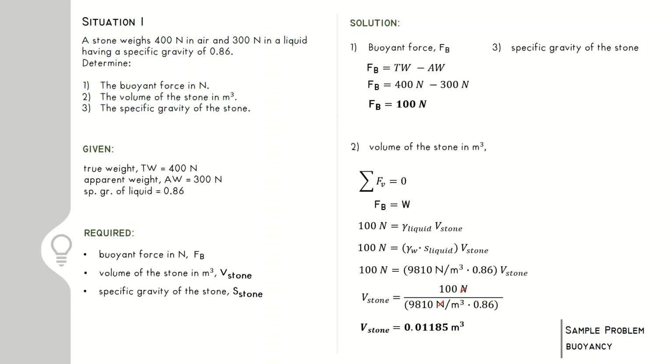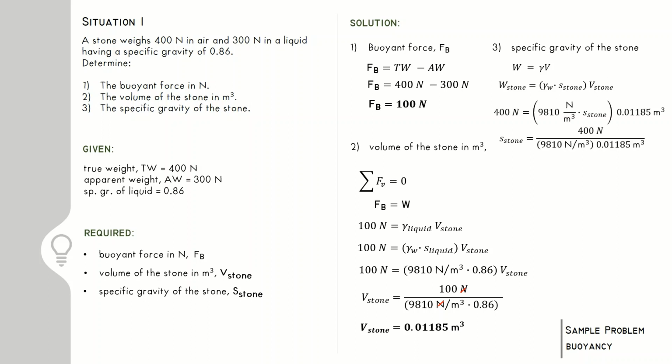Lastly, let's solve the specific gravity of the stone. From the formula of unit weight, weight is equal to unit weight times volume. And unit weight of stone is equal to unit weight of water times the specific gravity of the stone. By substituting the values into the equation, we have 400 Newton over 9810 Newton per cubic meter times the volume. Therefore, we have the specific gravity of the stone of 3.44.